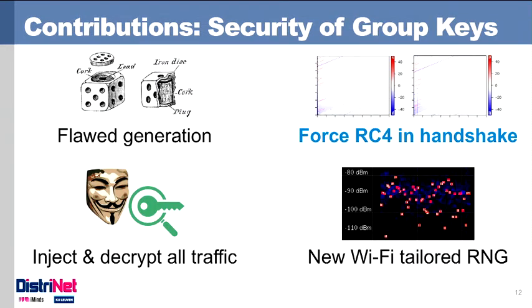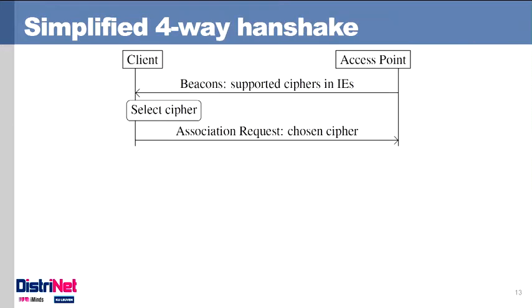So for the second part, we investigated how this group key is transported to clients that are trying to connect to the network. So this is done using the four-way handshake. So let's briefly illustrate this using a simplified illustration of the handshake. When you're trying to connect to a network, what a client does is listen for beacons, detect which ciphers this network supports, select the cipher you want to use, and then tell the access point, hey, I want to connect using this cipher.